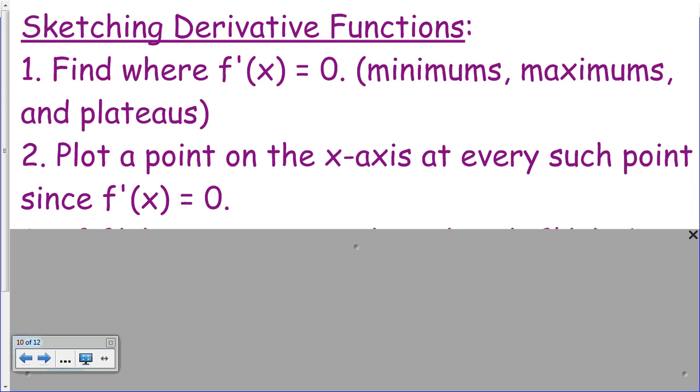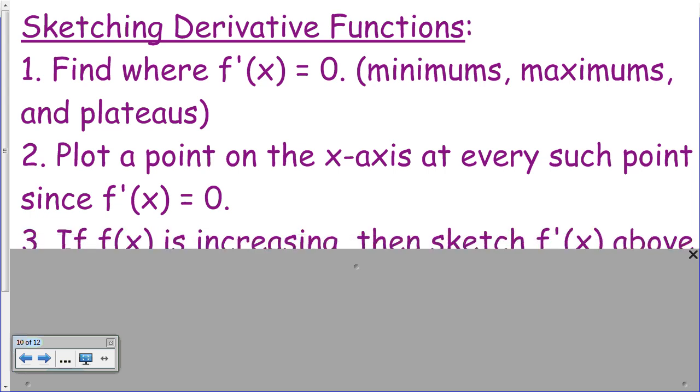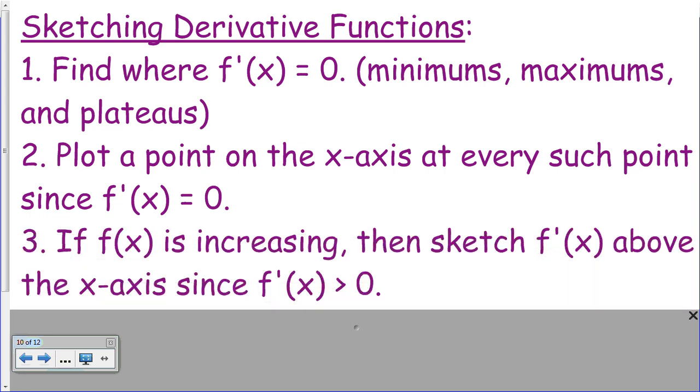Those are the only places this derivative function is going to cross the x-axis, or at least touch the x-axis. It doesn't necessarily have to cross it, but it does have to touch it. Now, once we have those plotted, we need to just know what's happening in between these points. So we just need to remember our relationship between the rate of change of a function, the derivative, and the direction, whether it's increasing or decreasing. So here was the property we talked about way back in chapter 1, actually.